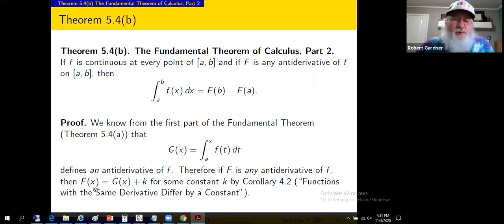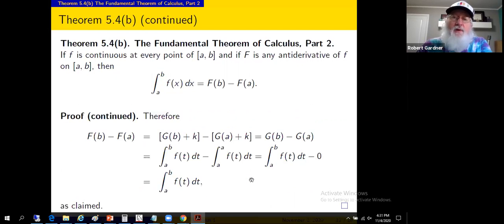These two functions have the same derivative. They're antiderivatives of f, so the derivative of G is lowercase f, and the derivative of capital F is also lowercase f, and that's what we're getting at backwards by referring to antiderivatives. So these two functions, capital F and capital G, have the same derivative, so they differ by a constant. Corollary 4.2 from somewhere in the previous chapter. So I know capital F must be of this form for some k, given the fact that capital F is an antiderivative.